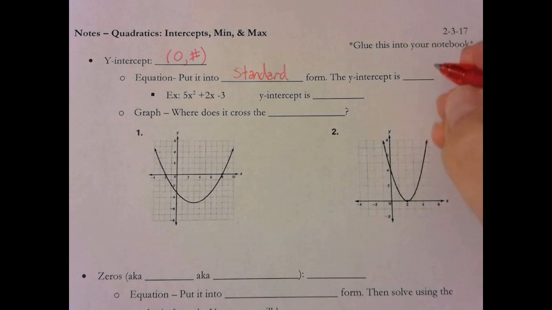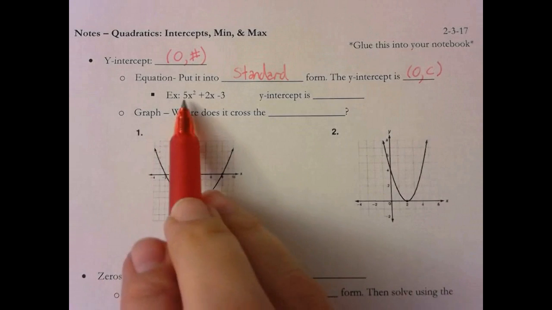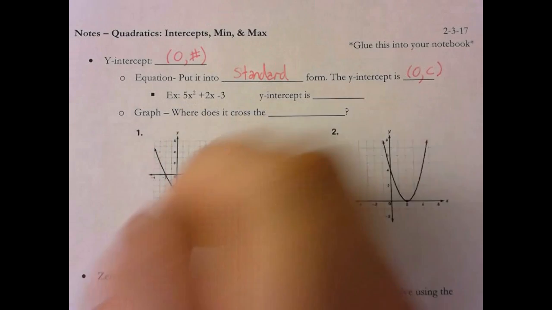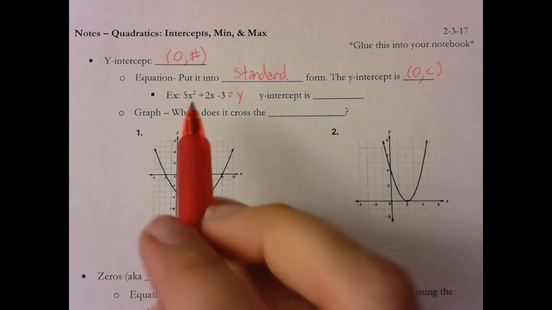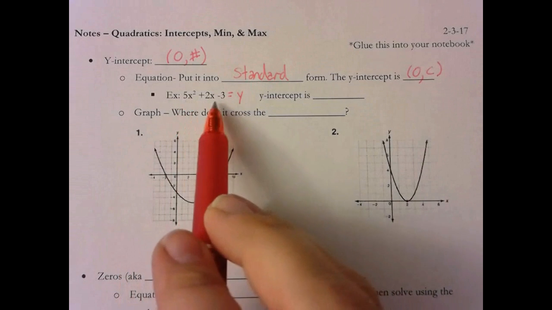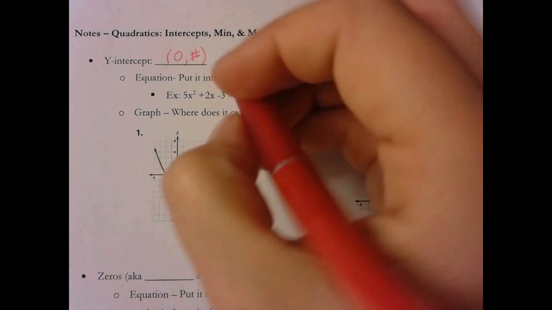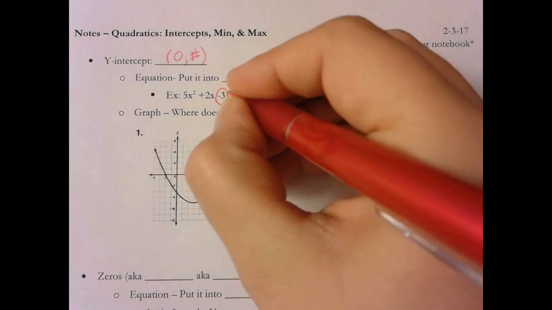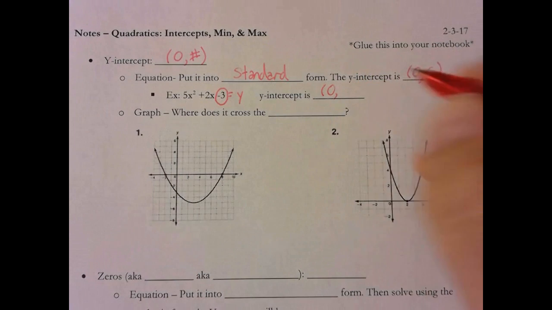And the y-intercept is going to be 0, because it has to be, and that number is going to be c. So it's actually pretty easy. So for example, we got this lovely equation, and I forgot to write this should be equal to y or f of x or something. So 5x squared plus 2x minus 3, what's our c value? Well, c is negative 3. So that means our y-intercept is 0, comma, negative 3.